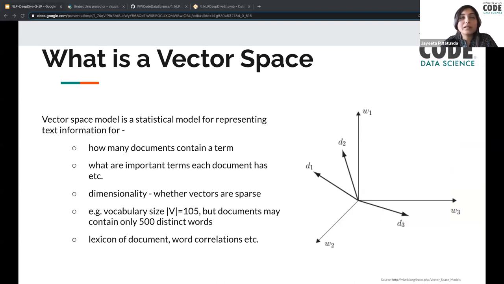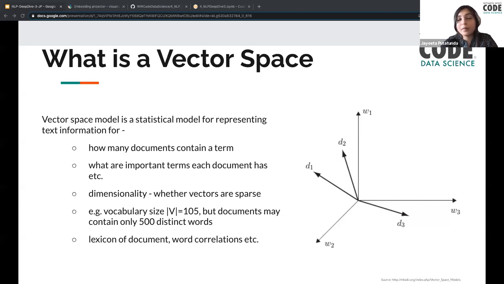So it's just a statistical representation to help the computer or the algorithm understand how many documents contain a particular term, right? That's the overall idea. We would also need the frequency, the importance, and which words come next to each other. All of those are features, and they get mapped for each word in the vector space. So like I said, what are the important terms each document has? What are its dimensions?